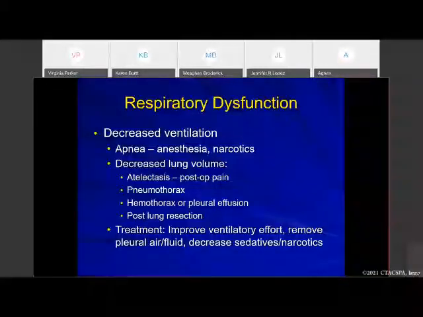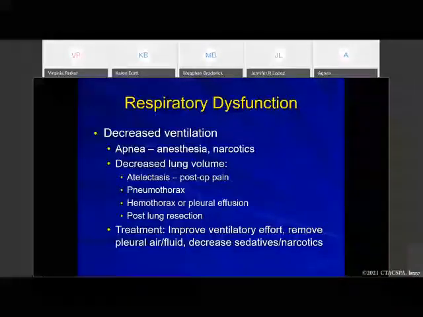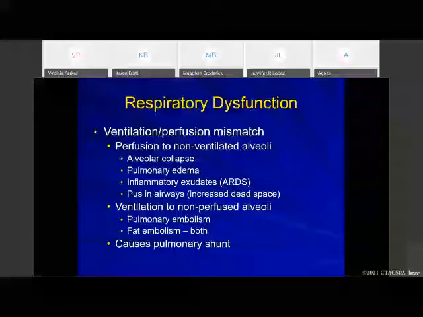You want to decrease your sedatives and narcotics, and encourage incentive spirometry and things like that. Sometimes you just need to intubate somebody, like with a flail chest, which we saw yesterday. So ventilation perfusion mismatch is, again, perfusion to non-ventilated alveoli. It's usually not the reverse. Obviously, the reverse is a pulmonary embolism, which in our cases might cause a severe ventilation perfusion mismatch.